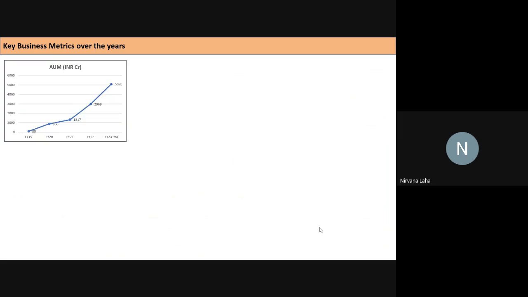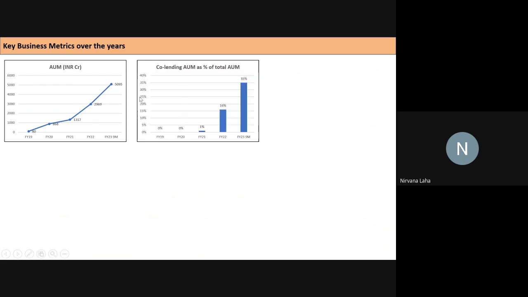Their AUM from 80 crores in FY19 has gone up to 5,100 crores. Look at the speed of growth. By FY23 end, I think they'll be close to 6,000 crores. So they will have doubled in 1 year from FY22 to FY23. And I think they can triple from here in 2 years, which is their target to reach 20,000 crores AUM, right? The co-lending percentage, we've already seen this.